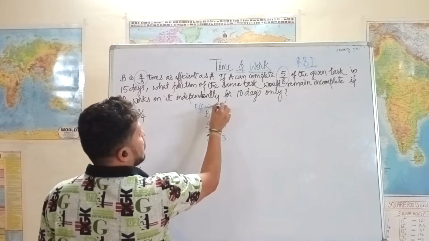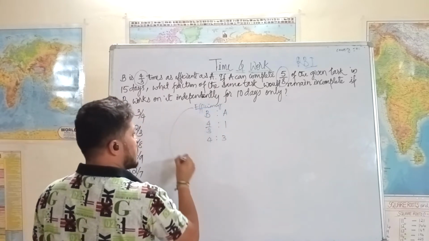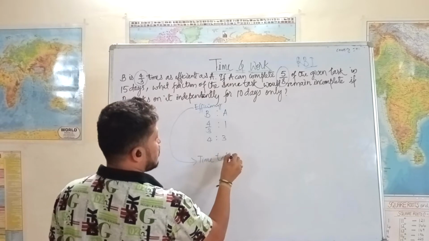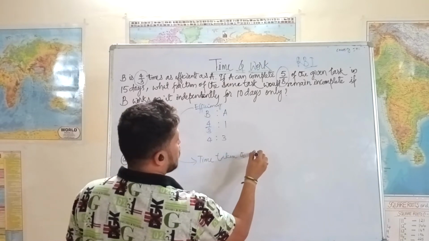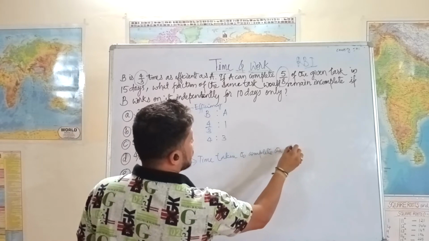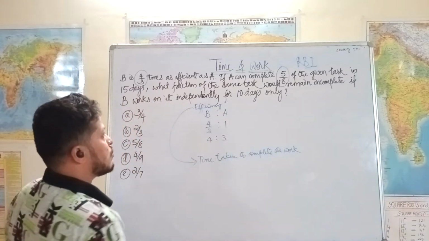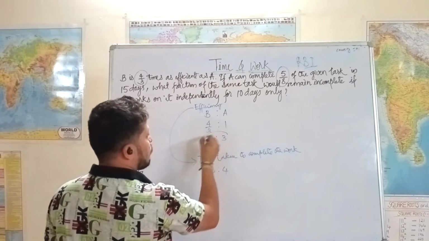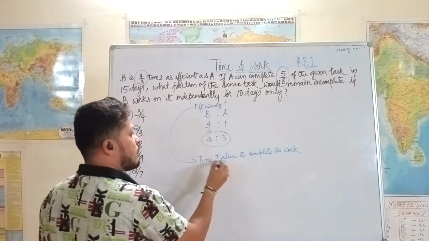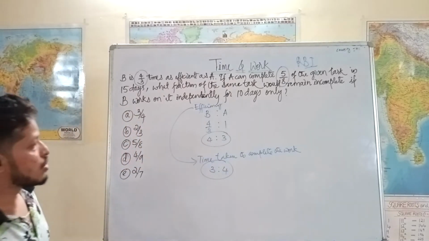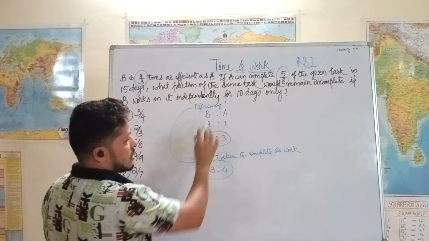So what is the relationship between efficiency and the time taken to complete the work? These are inversely proportional. So time will be in the ratio of 3:4. If the efficiency is 4:3, then the time taken will be 3:4. Right? So this is the first thing.